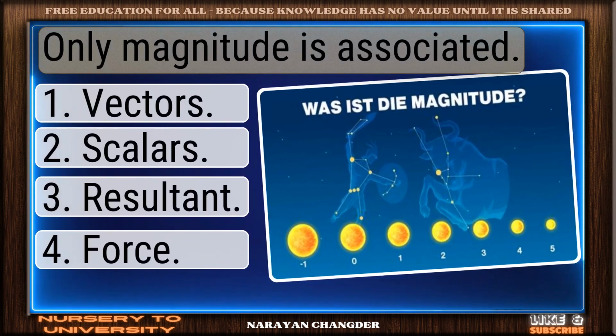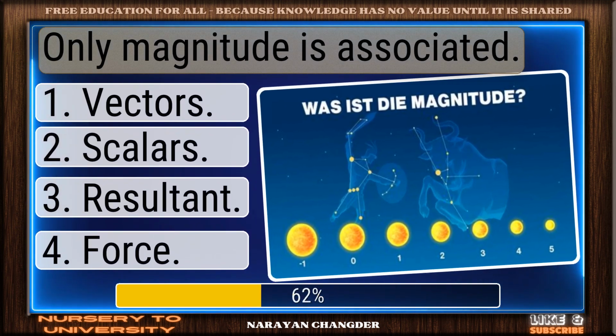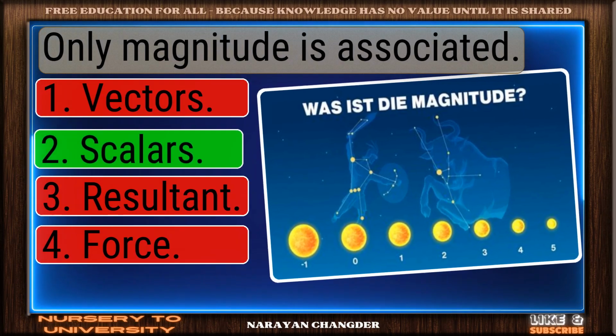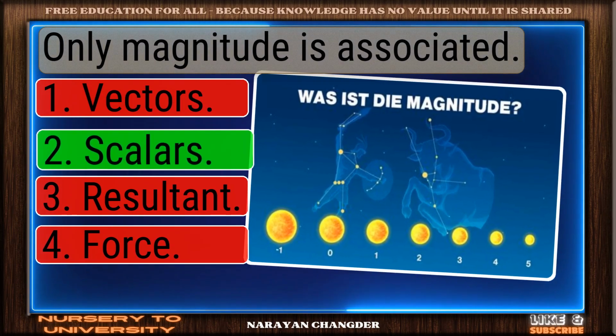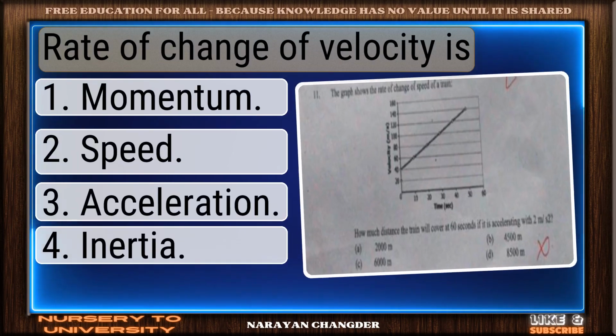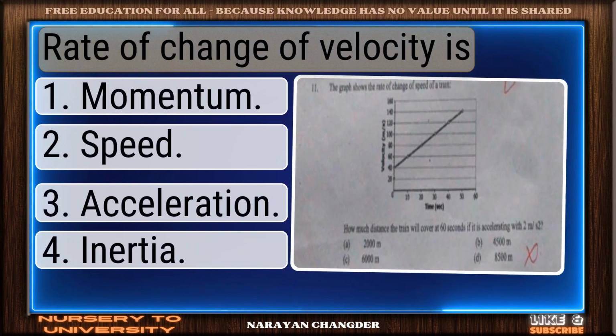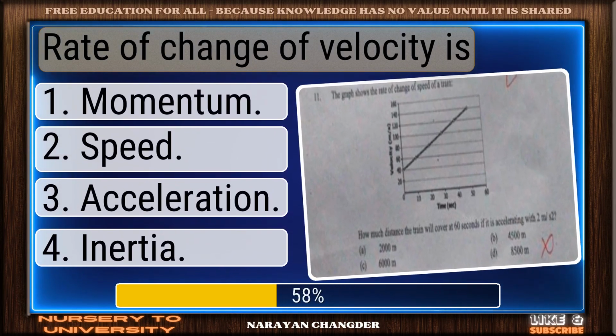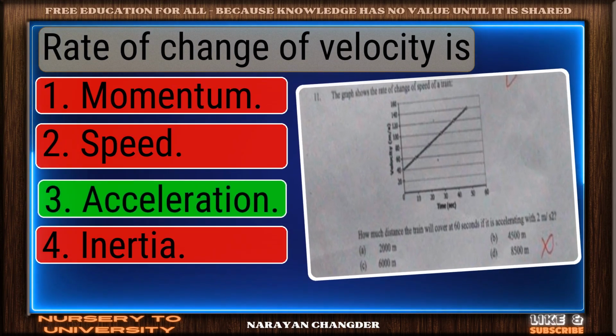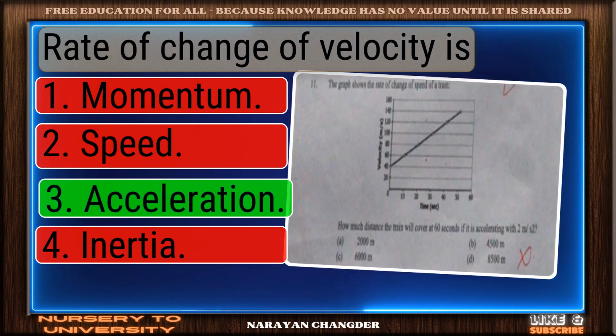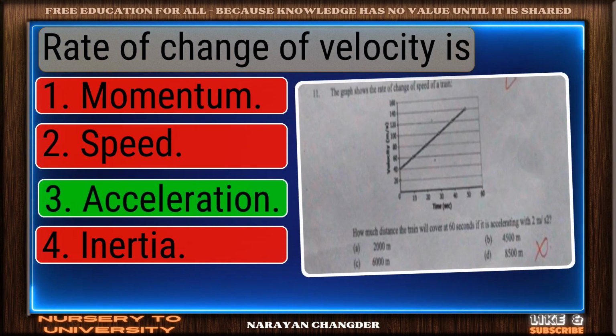Only magnitude is associated. Well done. Scalars is the right choice. Rate of change of velocity is. Great thinking. Acceleration is the right choice.